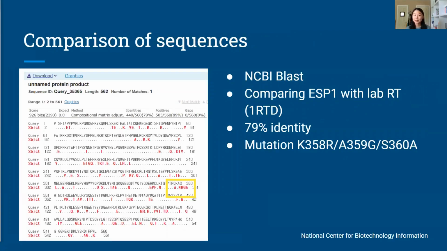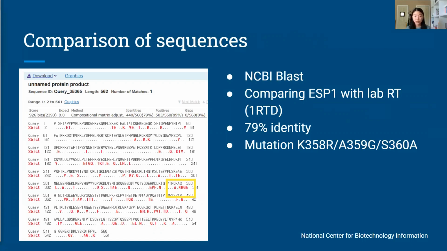And then after I collected the amino acid sequence of ESP1, I compared it with the sequence of 1RTD, which is the sequence of the HIV-1 RT that our lab had already collected. I compared these two sequences using the NCBI BLAST tool. Here you can see the query is ESP1 and the subject is the lab RT. This shows the areas where those two sequences match and the areas where they differ.